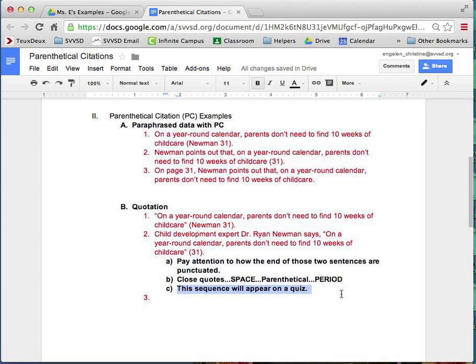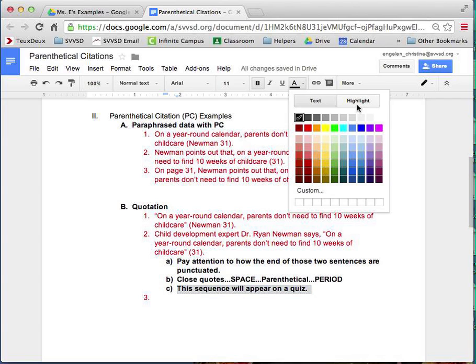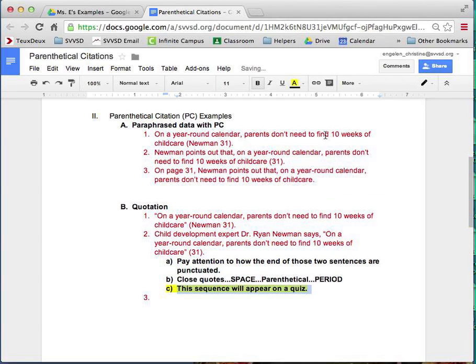This will appear on a quiz. You can count on it. Do it correctly. Write this down somewhere. Take this note. Get it into your outline on your quotations, just the way that it's done here so that you don't make that mistake.